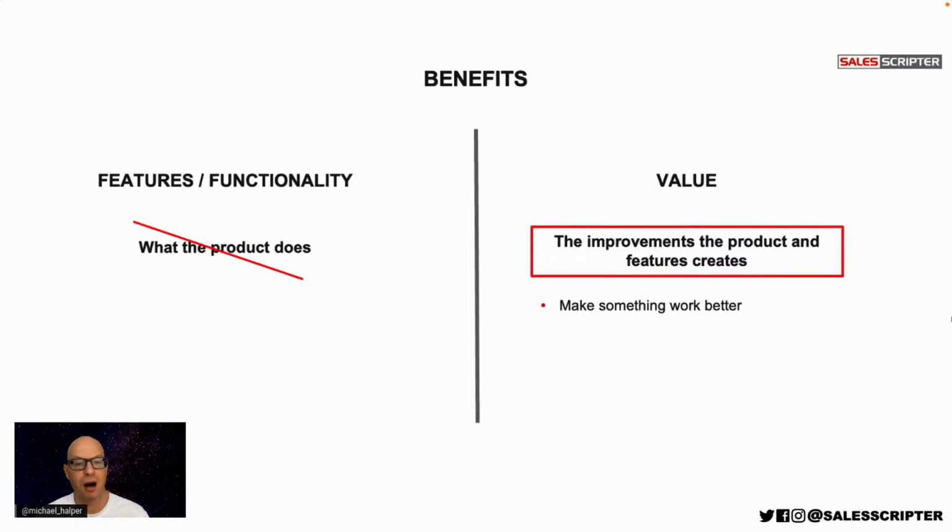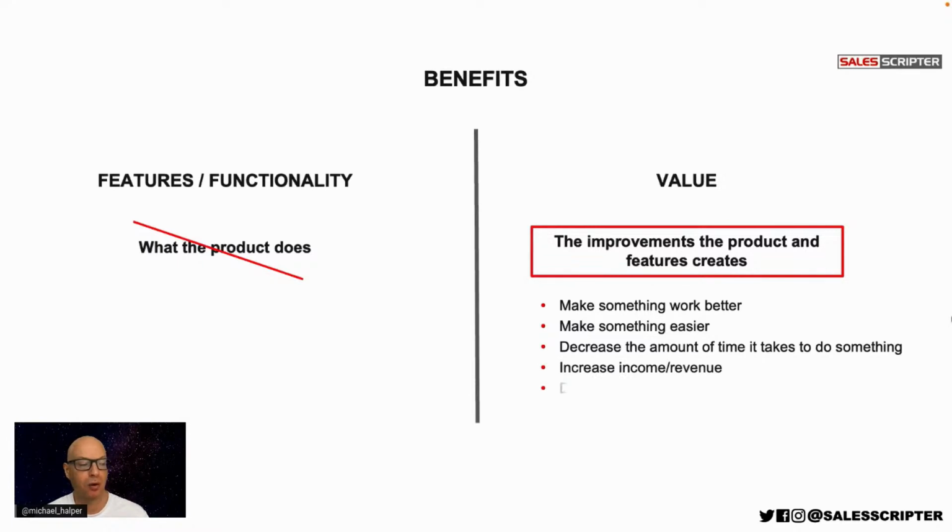Some of the very common main ways that just about every product or service helps are that they often make something work better. They often make something easier. They decrease the amount of time it takes to do something. They can increase your income or revenue. They decrease costs and expenses. They can decrease the risk that might come with doing something. They can improve visibility or access to information. So if we go back to ordering groceries from the app, it makes something work better by allowing us to order groceries from an app instead of having to get in a car. It makes something easier because we don't have to spend that time and energy. It decreases the time it takes to grocery shop.